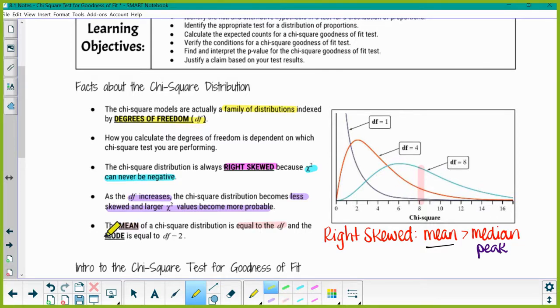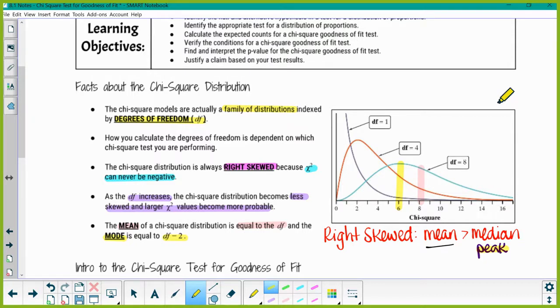And then we have the mode, which is going to be that peak, is equal to the degree of freedom minus 2. So my degree of freedom was 8. So my peak is typically going to be 2 less than my mean, which in this case is 6, which seems to be about reasonable. That's where our peak is located.